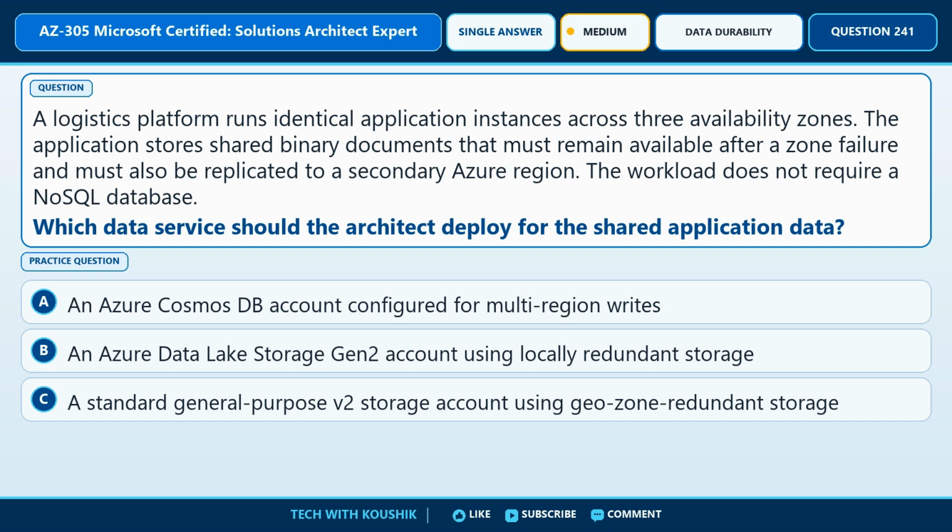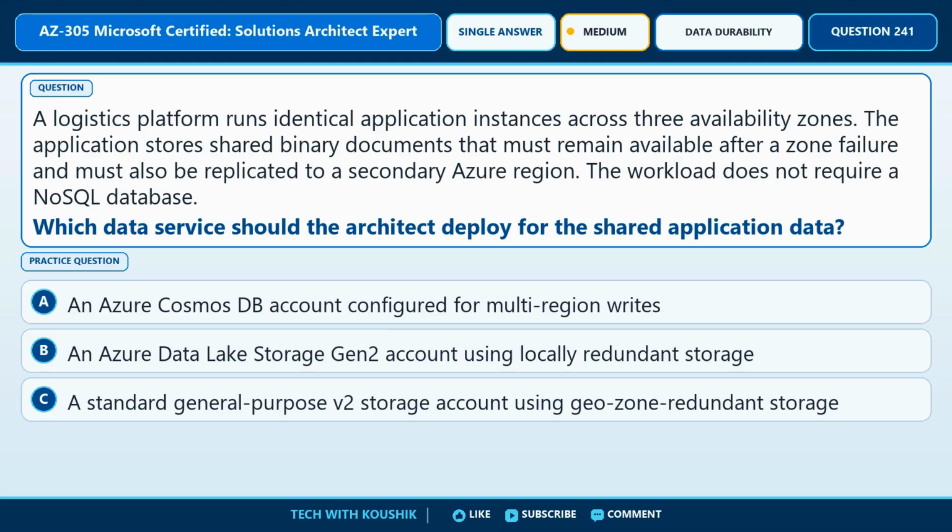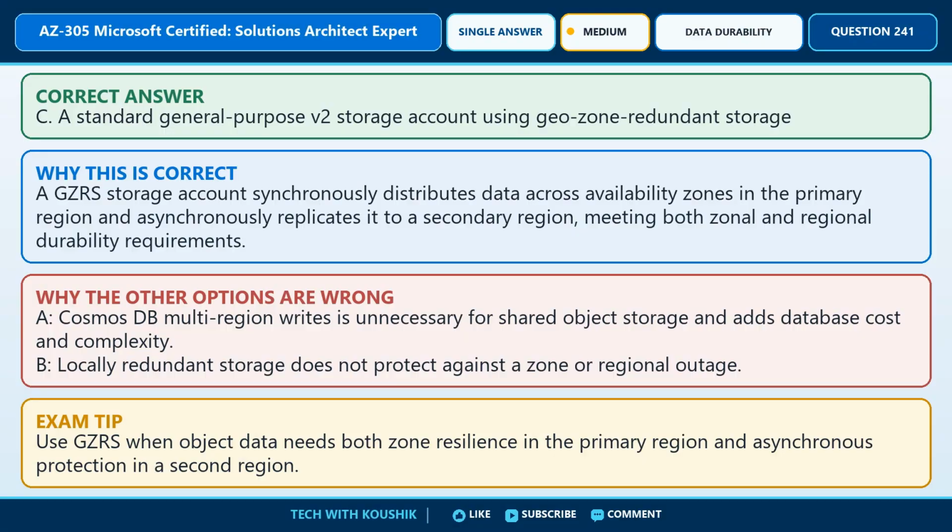Review each available choice. Choice A, an Azure Cosmos DB account configured for multi-region writes. Choice B, an Azure Data Lake Storage Gen2 account using locally redundant storage. Choice C, a standard general-purpose v2 storage account using geo-zone-redundant storage. In this case, select option C, a standard general-purpose v2 storage account using geo-zone-redundant storage.